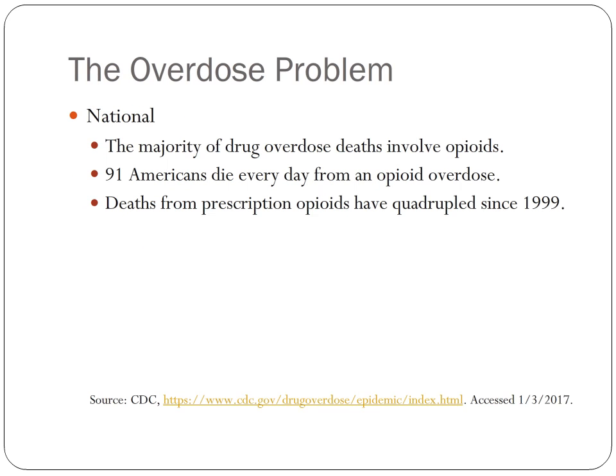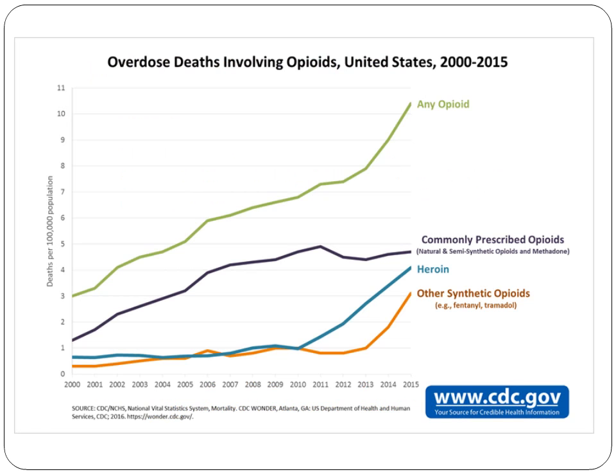The first thing we'll talk about is the national problem. The majority of drug overdose deaths involve opioids in the United States. 91 Americans die every day from an overdose of opiates, and deaths from prescription opioids have quadrupled since 1999. This chart is from the Centers for Disease Control, and they show the overdose deaths involving opioids in the United States from 2000 to 2015.